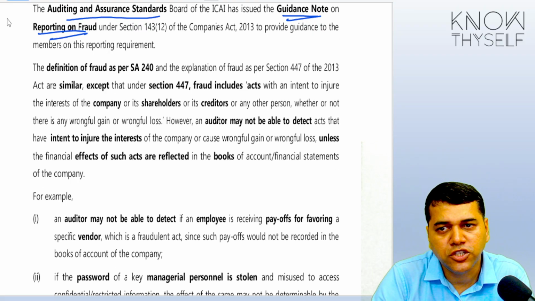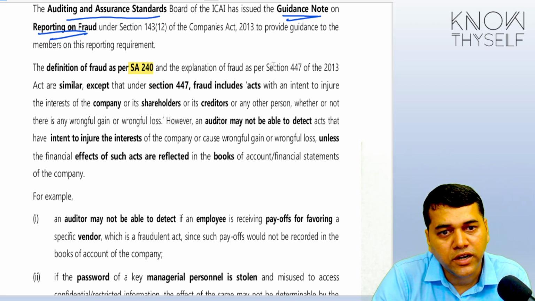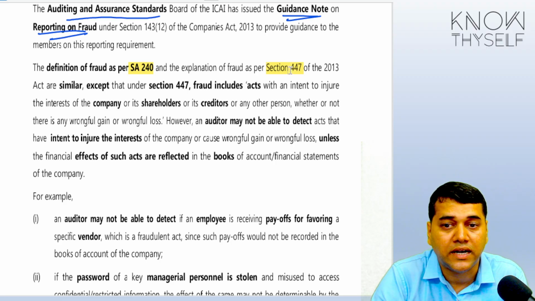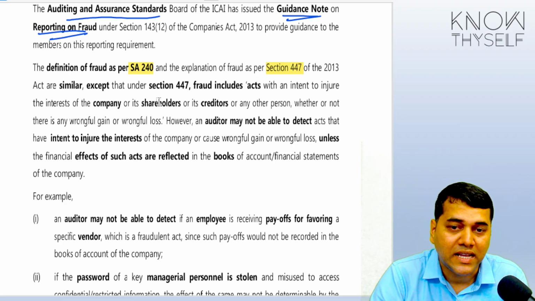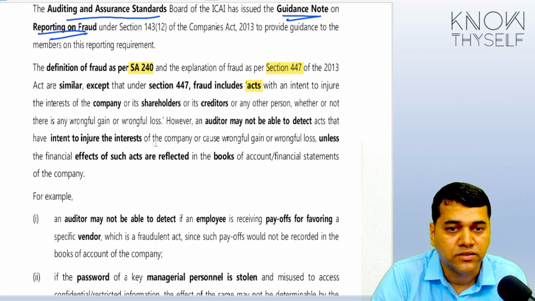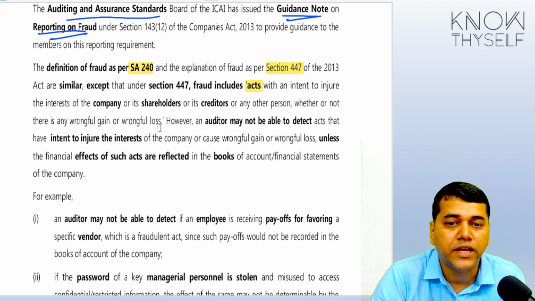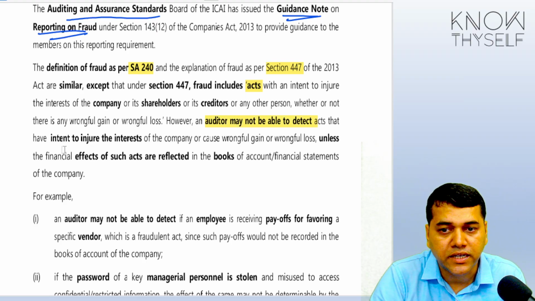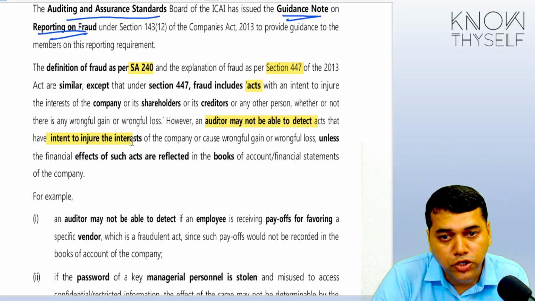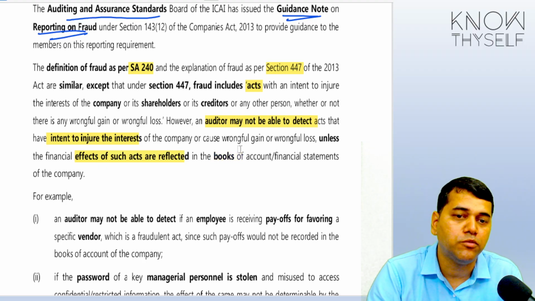Now, the definition of fraud as per SA 240 and the explanation of fraud in section 447 of the Companies Act are very similar, except section 447 includes acts with an intent to injure the interest of the company, shareholders, creditors or others, whether or not there is any wrongful gain or loss. However, the auditor may not be able to detect that they have intent to injure the interest of the company unless the financial effects are reflected in the books of account.